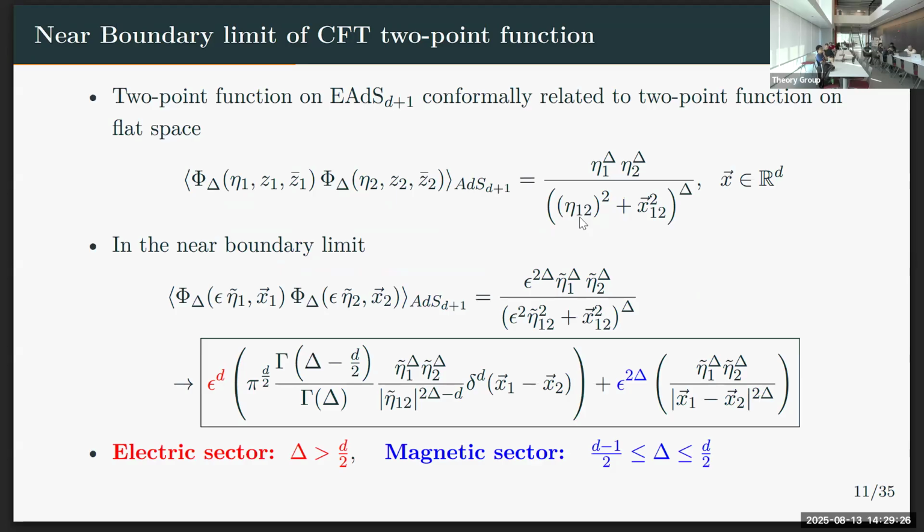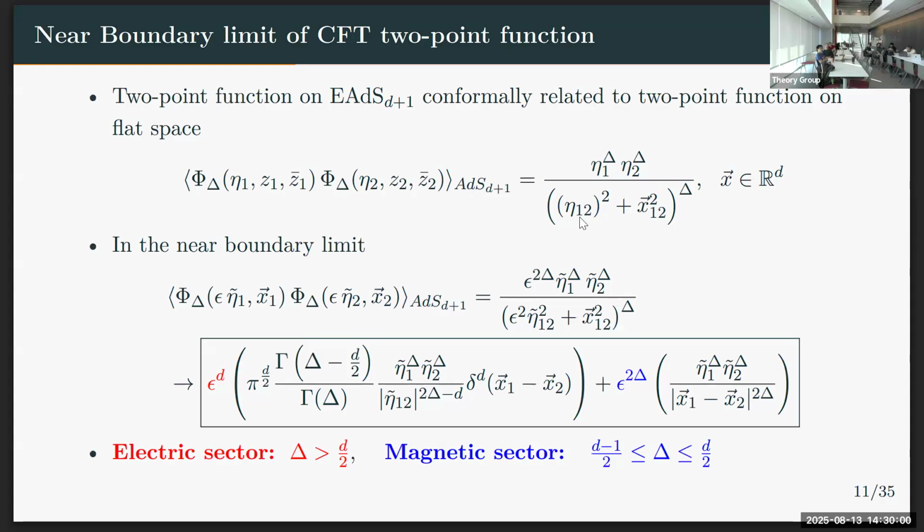As you can see, this is conformally related to some flat space 2-point function. If you ignore this conformal factor, it is just a flat space-like 2-point function, and because Euclidean AdS is conformally related to flat space, you can add these conformal factors, which are eta_1^delta and eta_2^delta. So we will work with these 2-point functions, and x here is the spatial direction, which lives in R^d.